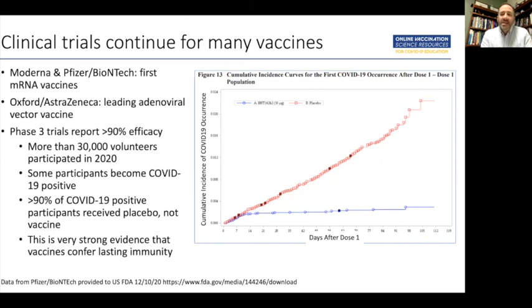There are other vaccines that are currently in phase 3 trials, or in phase 1 or in phase 2. One that I'll mention here is the Oxford AstraZeneca vaccine, which is the leading adenoviral vector vaccine. So another one of these sort of newer generation vaccine candidates.